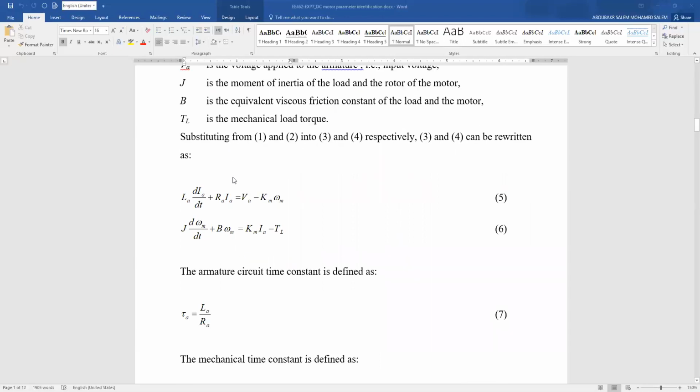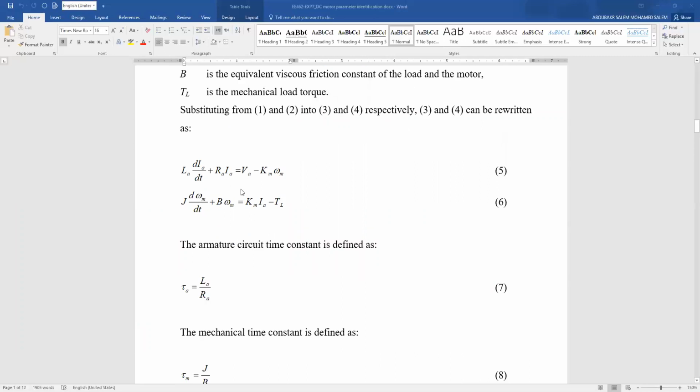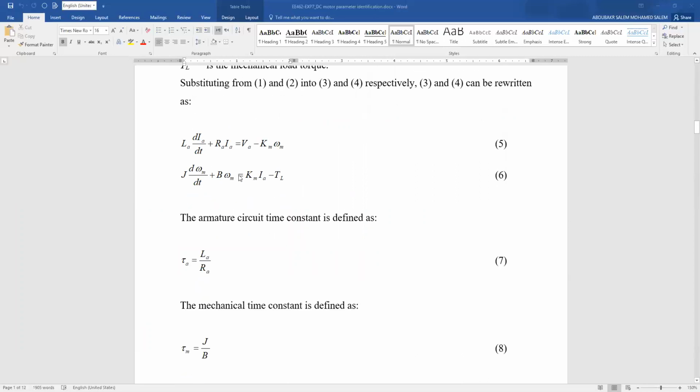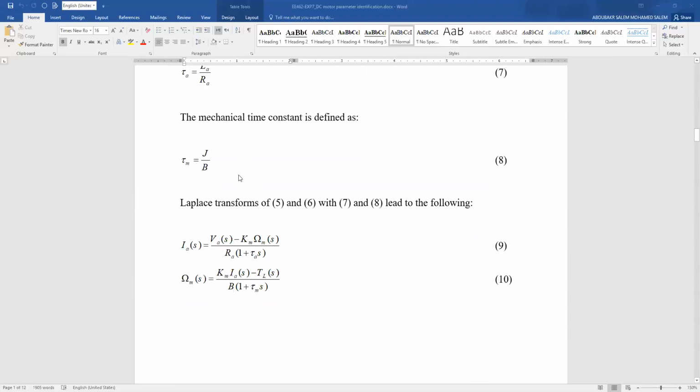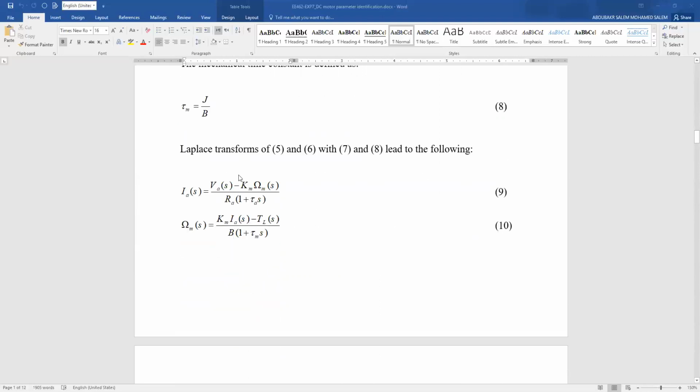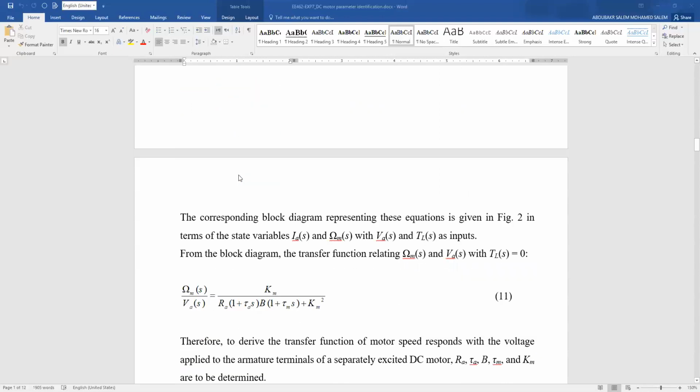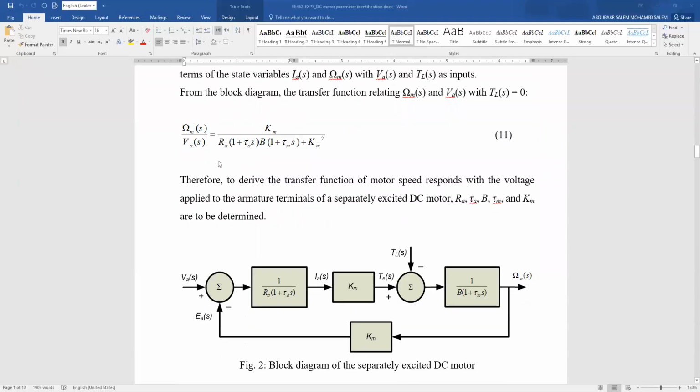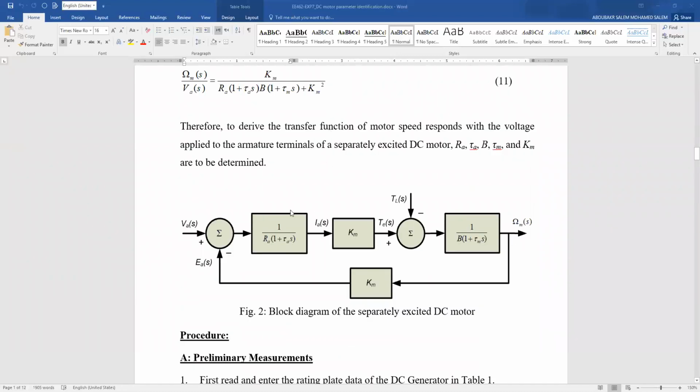And also we described in the lecture how to convert this model to the Laplace transform in order to obtain a mathematical equation and transfer function for the motor. So finally, we have a transfer function, which is shown here in equation number 11, and we can represent the DC motor using this block diagram.